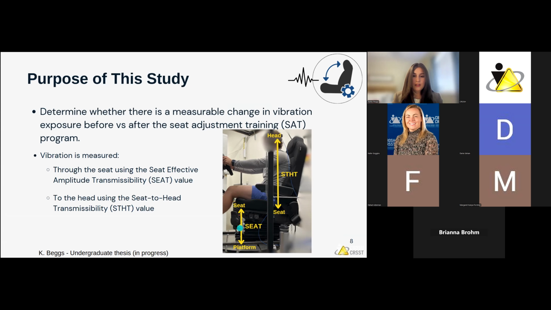And so here, we're looking more at seat suspension. And then we also have the seat-to-head transmissibility, and that's going to be looking at the transmissibility from the seat all the way to the head.